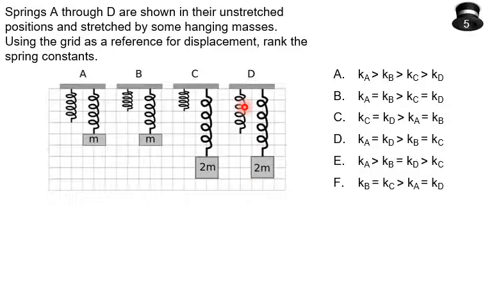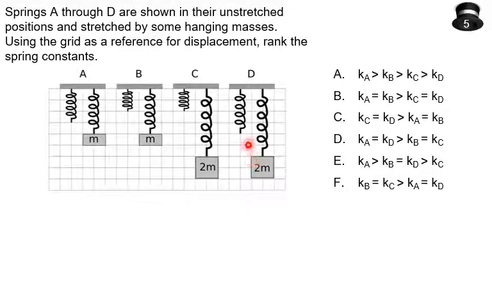And then we stretch them by some hanging mass. So in A, we hang this guy and it stretches this much. B, we've now hung this mass and it's stretched a bit more. C, again, different mass, and we can see how much it's stretched. And same with D, we've added a mass to the spring and see how much it's stretched.